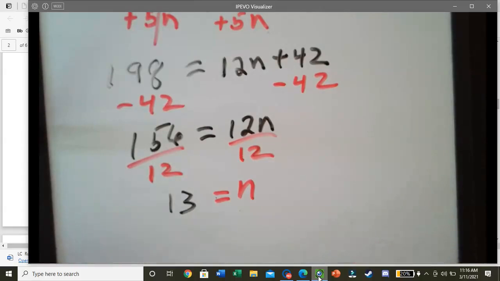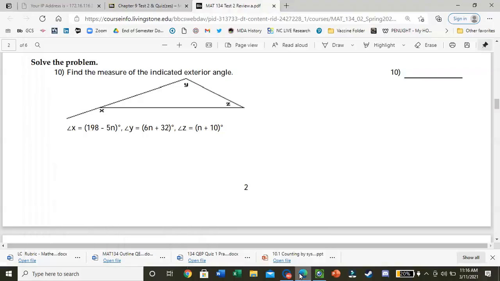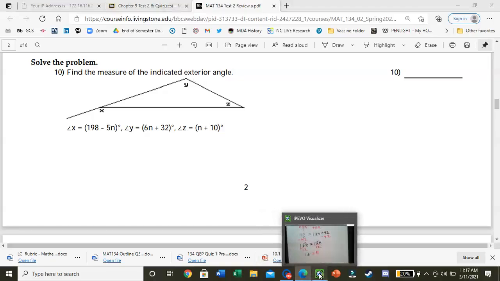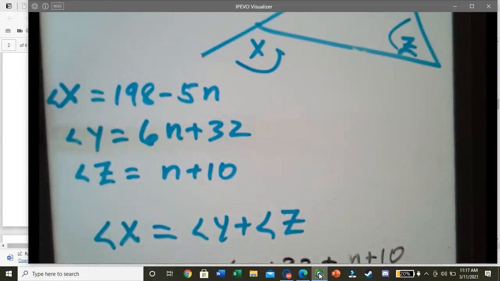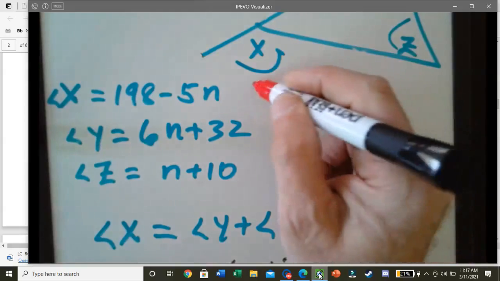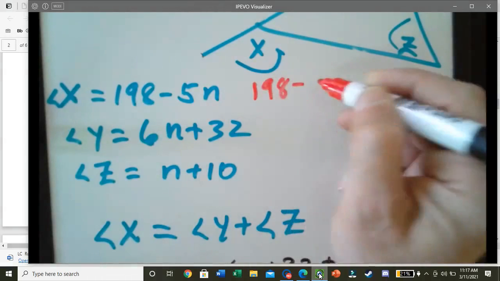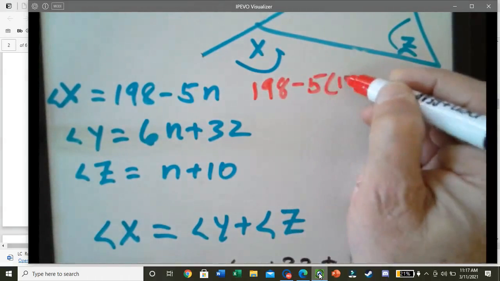All right, so we only want what? We ask find the measure of the exterior angle. So which one of these are we going to substitute 13 back into? Angle X, right. So this will be 198 minus 5 times 13.